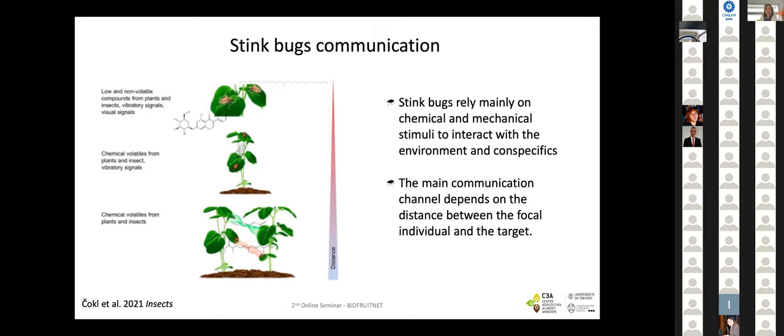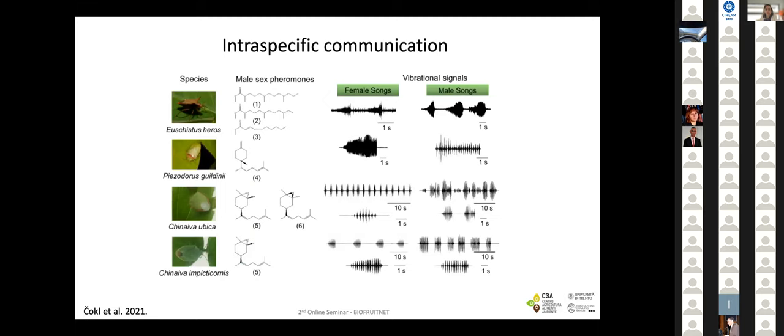And probably at the short range, when they're on the same plant, so once they get in the proximity of the pheromone trap, what they're missing is the use of vibration to locate the specific source. This is an example of four different species of stink bugs. The sex pheromones that are usually produced only by males that they use, and the related vibrational signals that instead are produced by female and males.